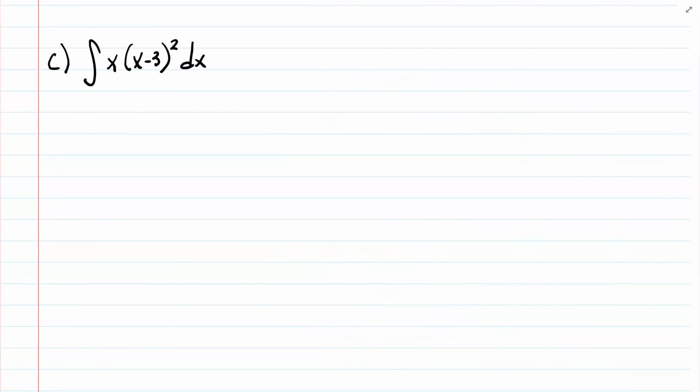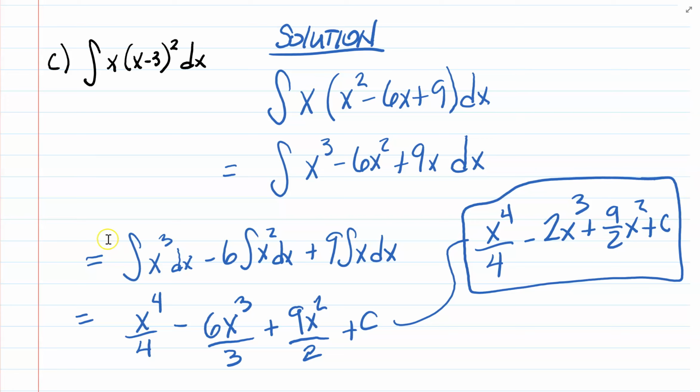Okay, and here is your last one. The integral of x times the product of (x minus 3) squared dx. Okay, hopefully you got the right answer on this one. Here's the solution. First thing you're going to want to do is square this binomial. So x minus 3 all squared, we should all know that that's going to be x squared minus 6x plus 9. Then multiply that by your x value to get x cubed minus 6x squared plus 9x all dx.